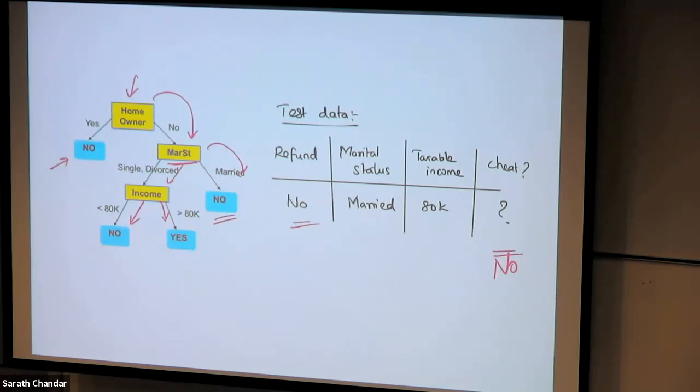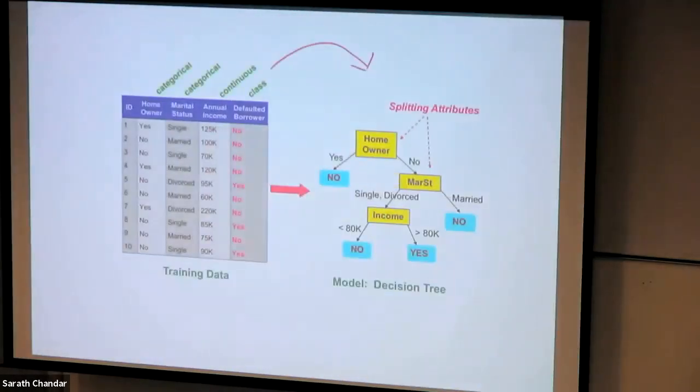Any questions on how to, well, we haven't seen how to construct this tree yet, but is it clear how to use this tree? Given the data set, if I can construct a tree like this, from here to here, this is the learning part, then prediction is easy. You just test a bunch of things and you can make a prediction.